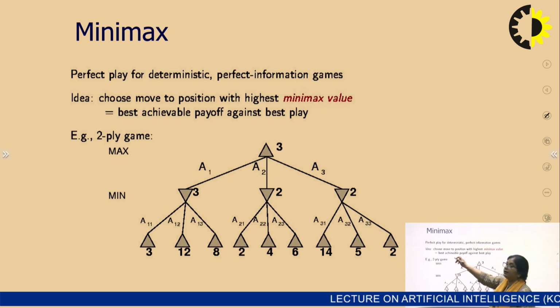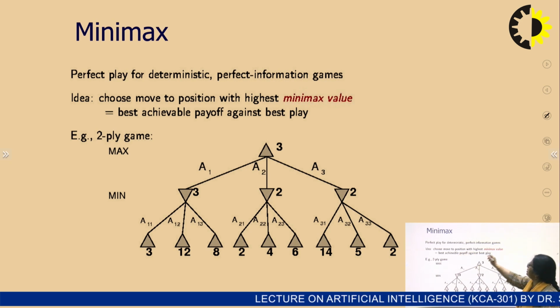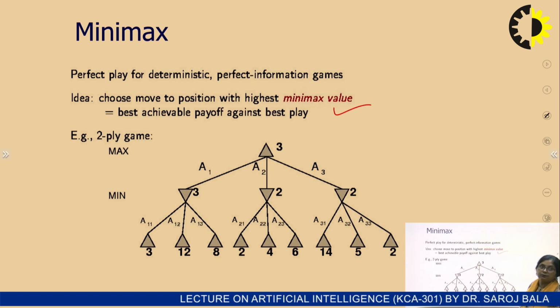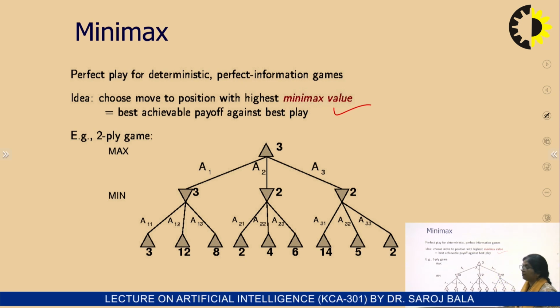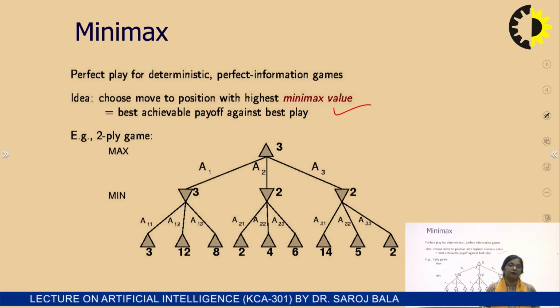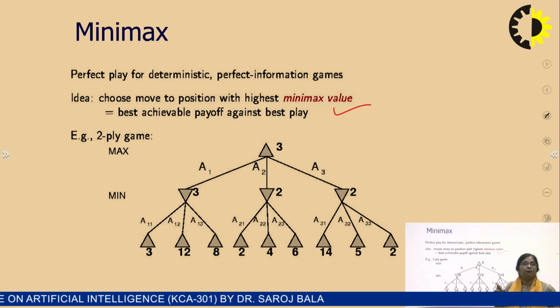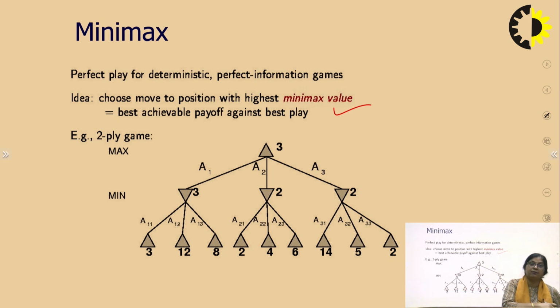So what is the idea? Choose the move to the position with the highest minimax value. Which path will we follow? Which steps will we take? We are given the game tree, and we will select the game branch which has the highest minimax value. So now let us consider it.